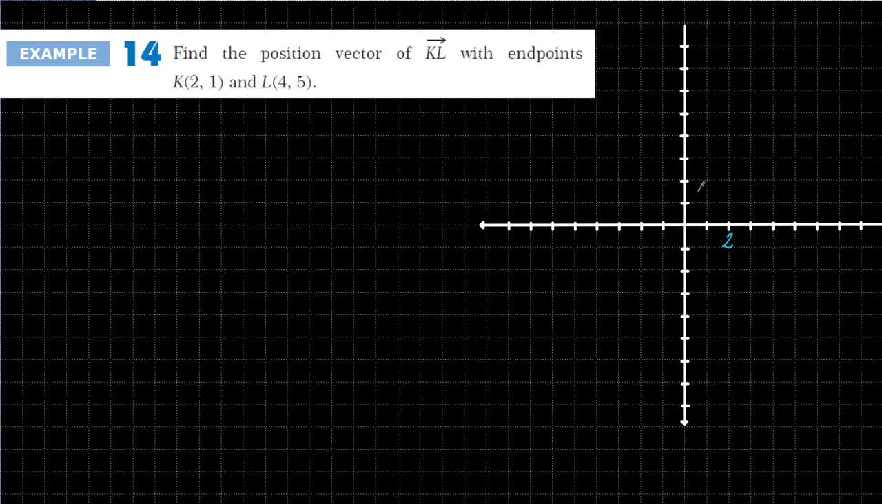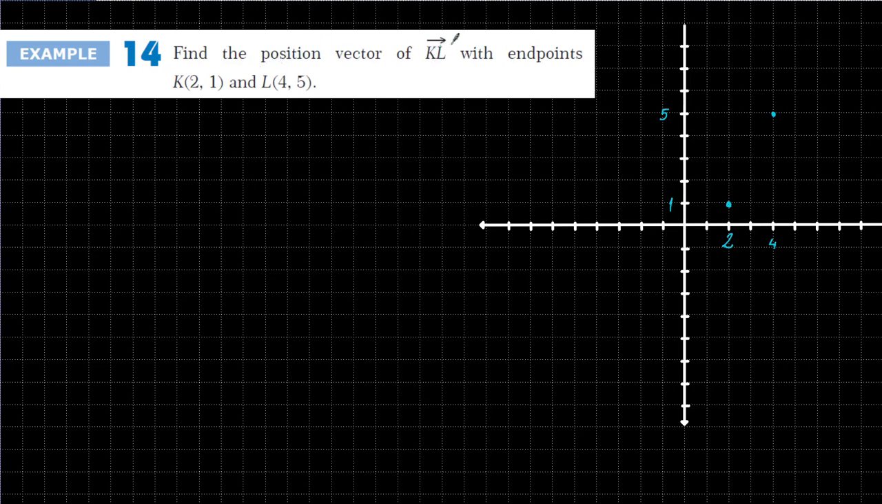This is, if I mention, 2, and this is 1. This is the initial point. And the second point is 4 and 5. This is 4 on the x-axis, and on the y-axis 2, 3, 4, 5. This is the point, the intersection of both of them. So this is the second point. And the position vector of KL.